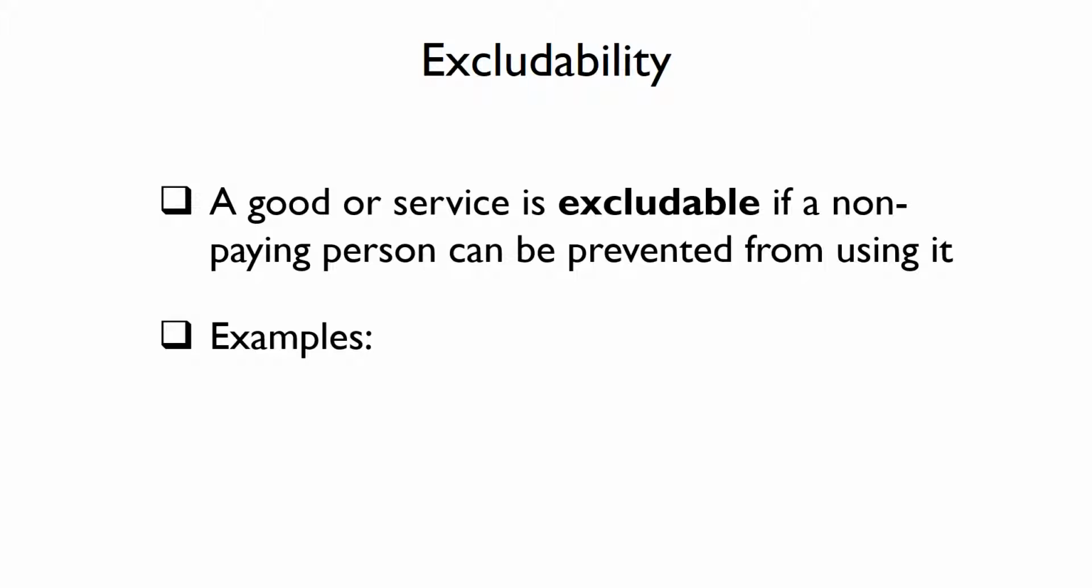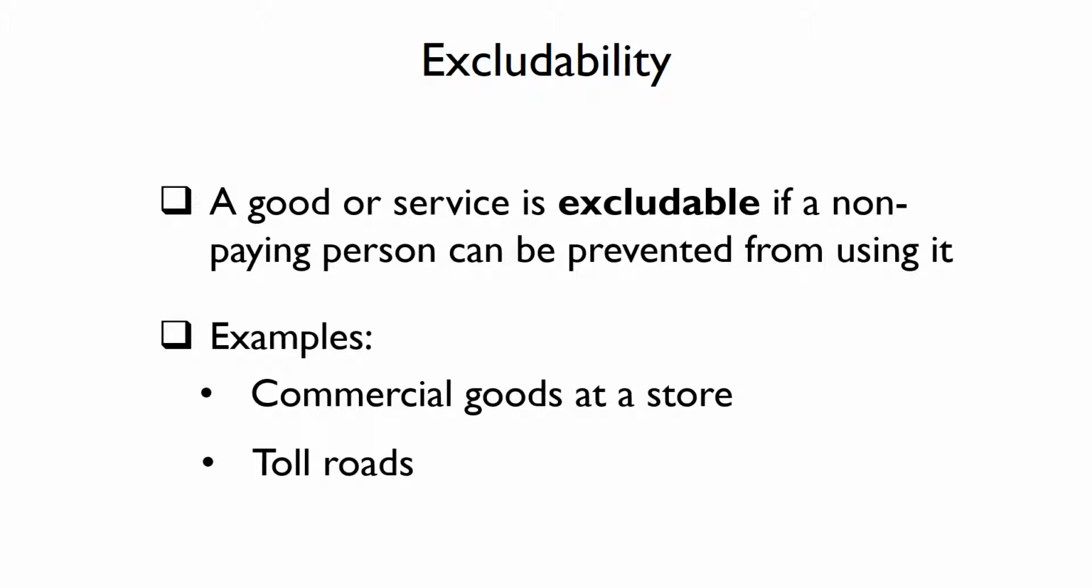Again, let's think about some examples. Commercial goods at a store are definitely excludable. Since you have to pay for the good before you leave the store, you're prevented from using it without paying. In fact, you could be arrested and sent to jail for theft. A less obvious example might be a toll road. But for the same reason, toll roads are excludable. You have to go through the toll booth and pay the toll before you can drive on that road, and hence we're literally excluding all the non-paying drivers.